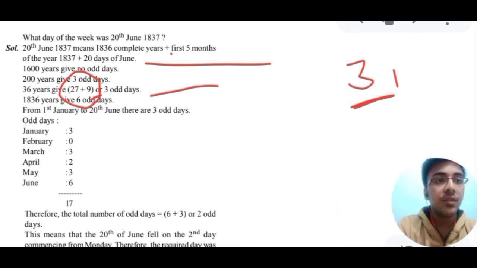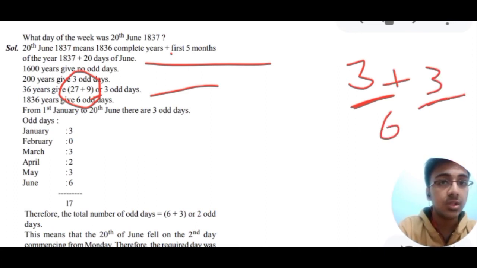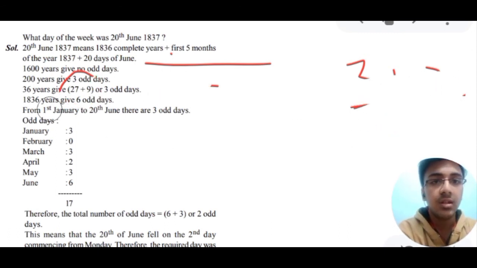So how many odd days do we have in total now? 3 plus 3. So we have 6 odd days in total. Okay, so till 1836 we have 6 odd days. So I hope it's clear. Till 1836 we have 6 odd days till now.